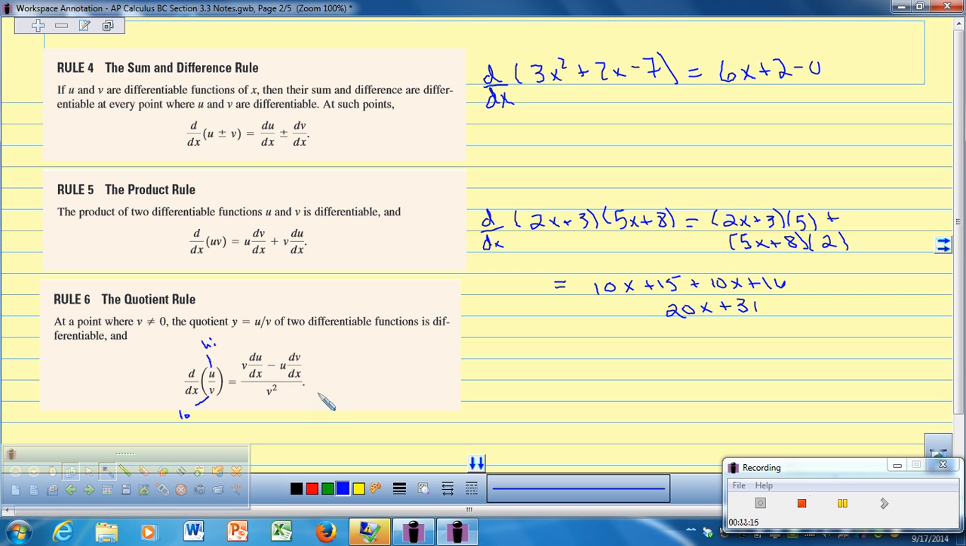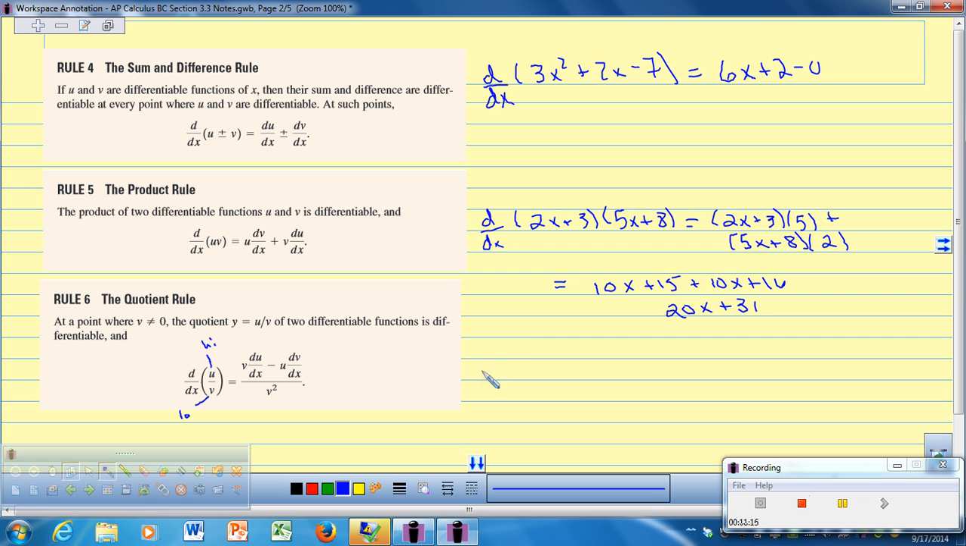And there's a little rhyme that helps us. It is low d high. D high means take the derivative of the high function, minus high d low, the derivative of the low function, over the denominator squared.